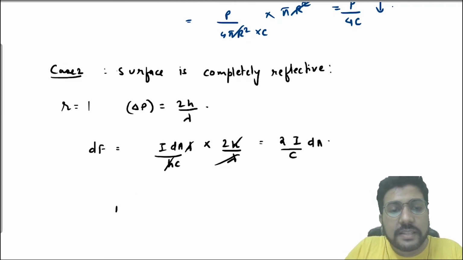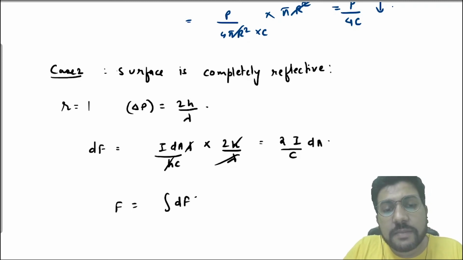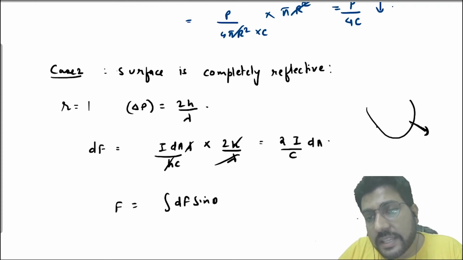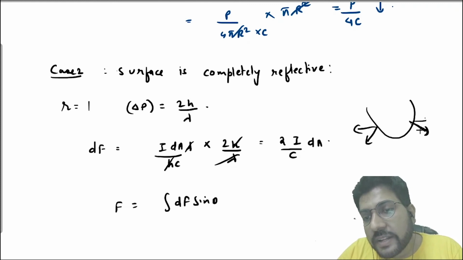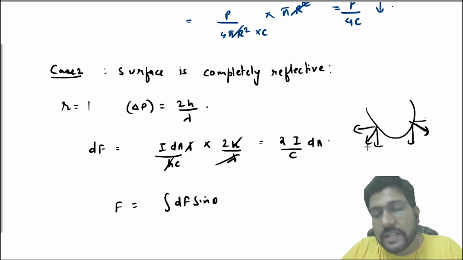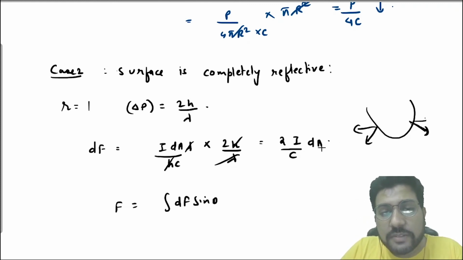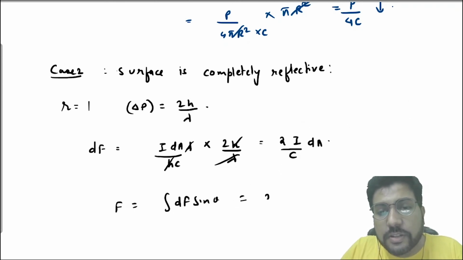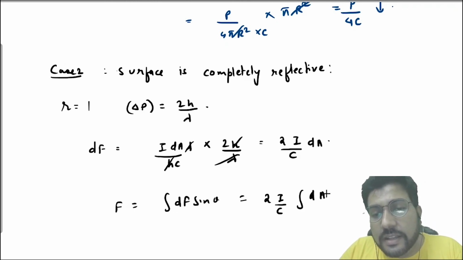Again the same thing, the net force will be integration df sine theta, because the force due to reflection is also in this direction. In this element it is in this direction. This component cancels out, this component adds up. We need only this component, right? So the force is integration df sine theta, and that will be equal to 2I by c integration dA sine theta. I and c are constants, and dA sine theta is nothing but the projected area. So I will write 2I by c into pi r square.